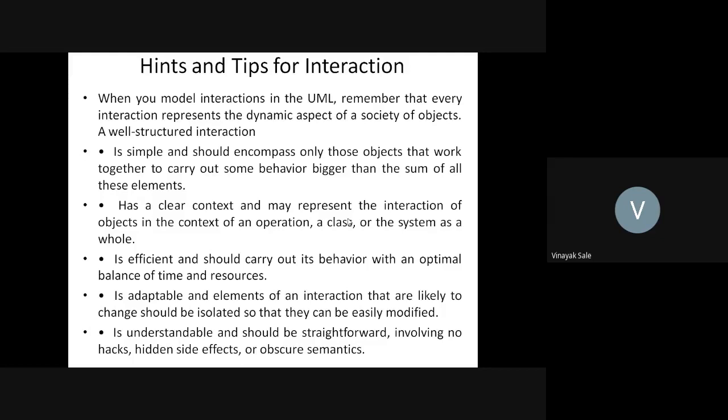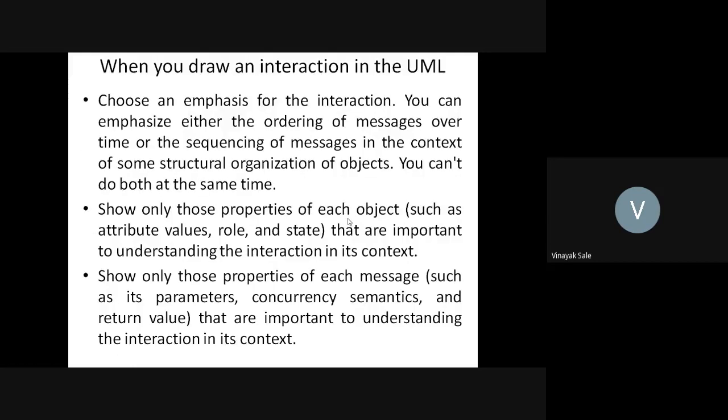A well-structured interaction is understandable and should be straightforward, involving no hacks, hidden side effects, or, of course, semantics. So, when you draw an interaction in UML, select an emphasis for the interaction. You can emphasize either the ordering of messages over time or the sequencing of messages in the context of the structural organization of the objects. You cannot do both at the same time.